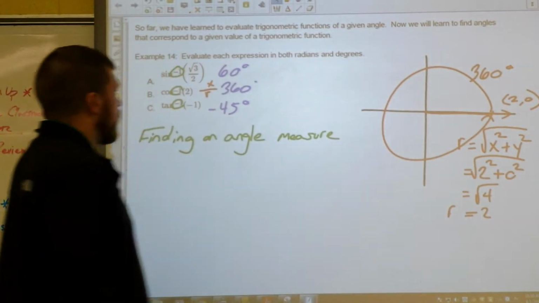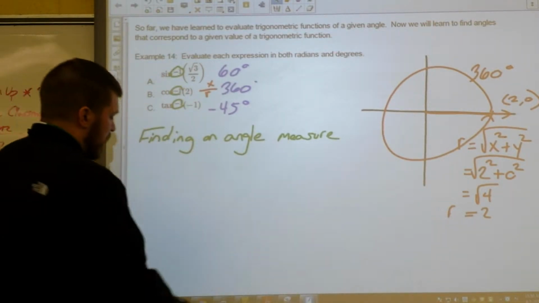Alright, let's go through and do radians now. Okay, so I need to change the mode of my calculator.